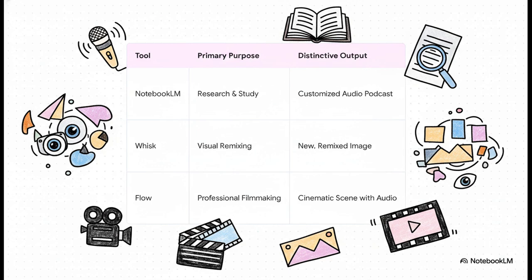For NotebookLM, the purpose is research, and its most distinctive output is that customized audio podcast. For Whisk, the purpose is visual remixing, and its output is that brand new remixed image. And finally, for Flow, the purpose is professional filmmaking, and its output is a full cinematic scene with audio. See, each one has a very clear, very unique role to play.